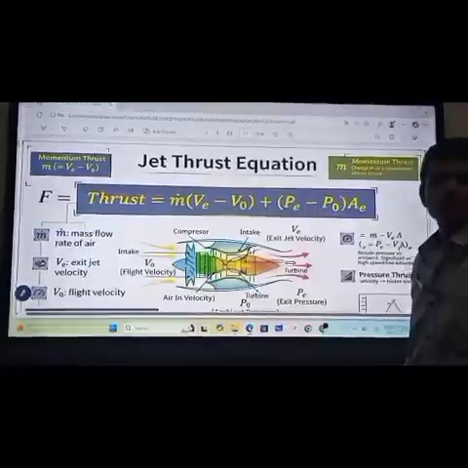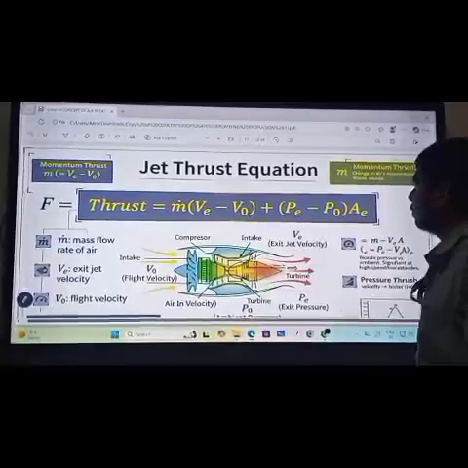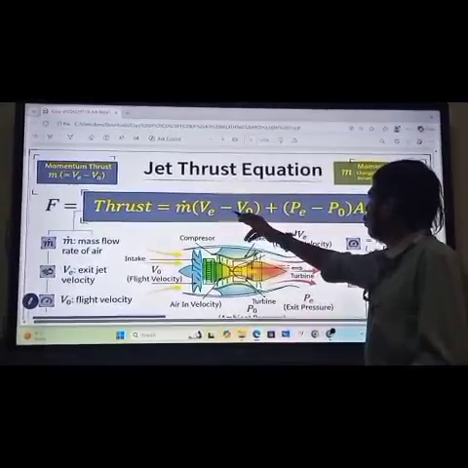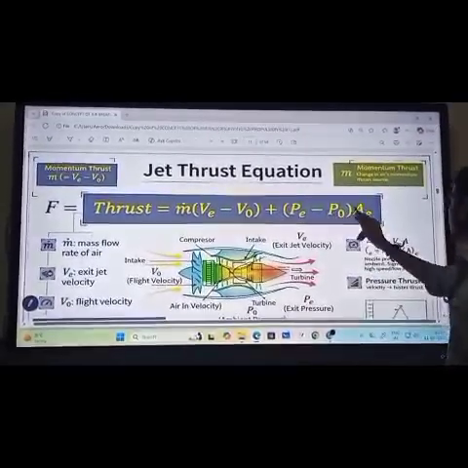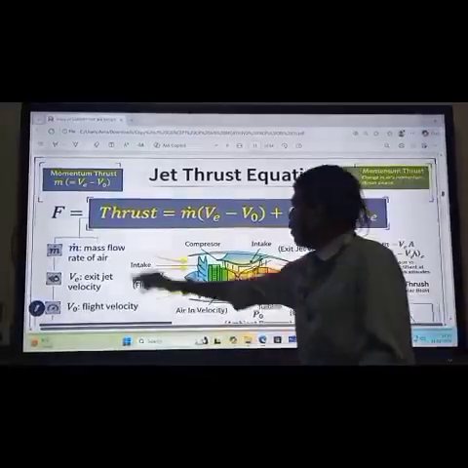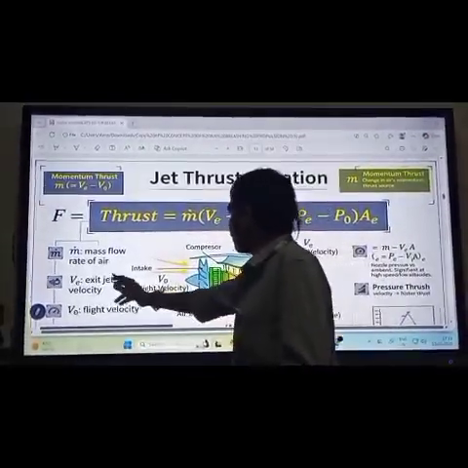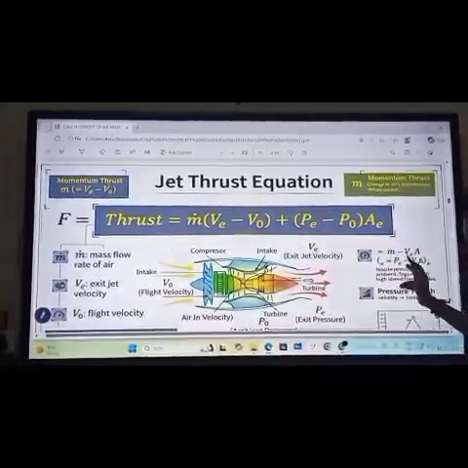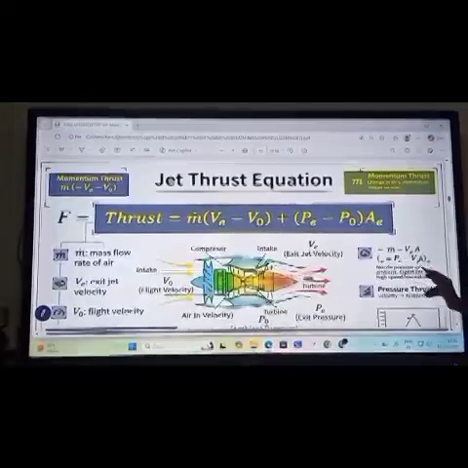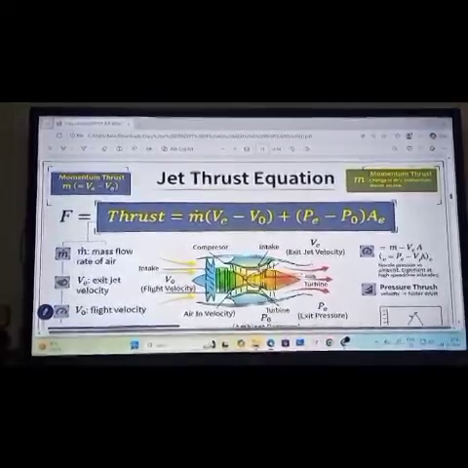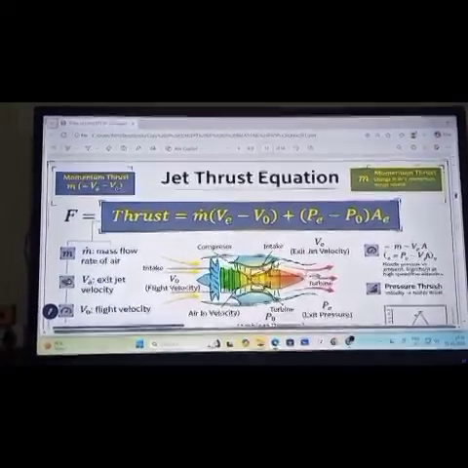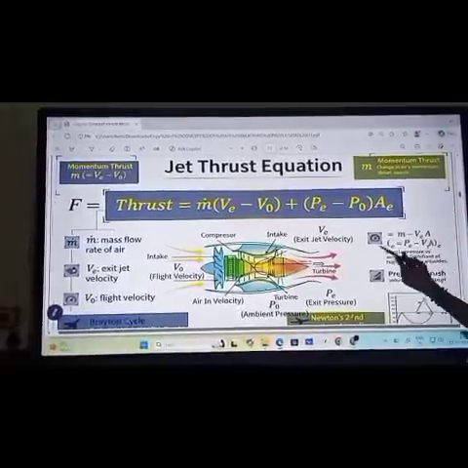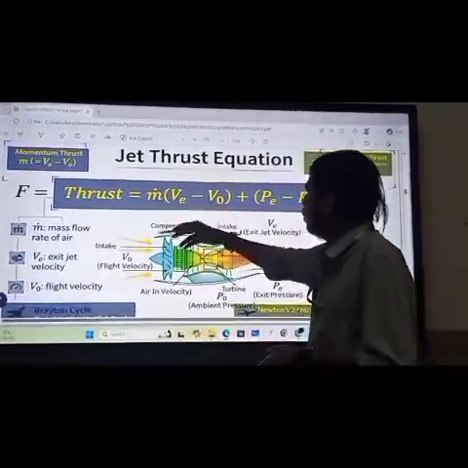Next is the thrust equation: thrust equals m dot times (v minus v naught) plus (pe minus p naught) times A. Here m dot is the mass flow rate of air, v is the jet velocity, v naught is the flight velocity, and pe is the nozzle pressure versus ambient pressure, significant at high speed and low altitude. The pressure thrust and momentum thrust are calculated.